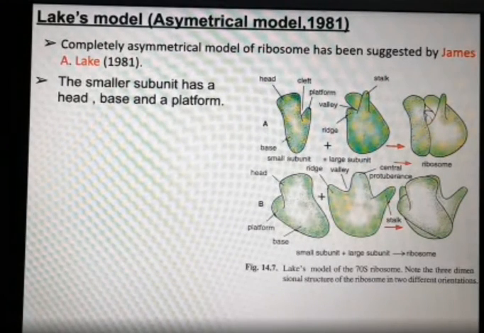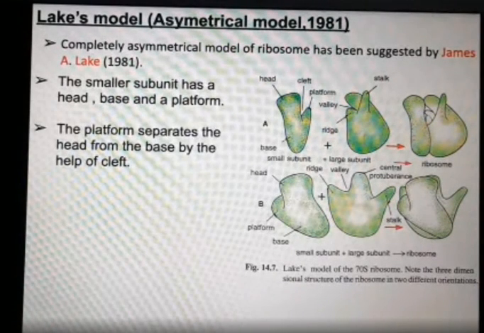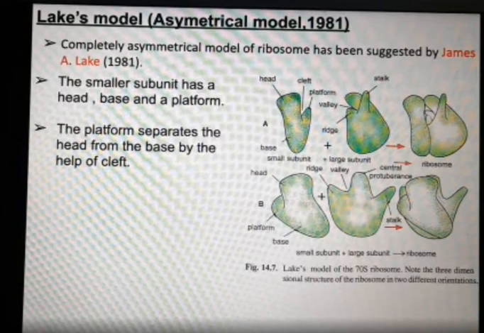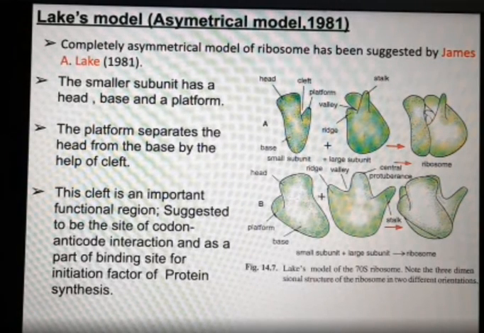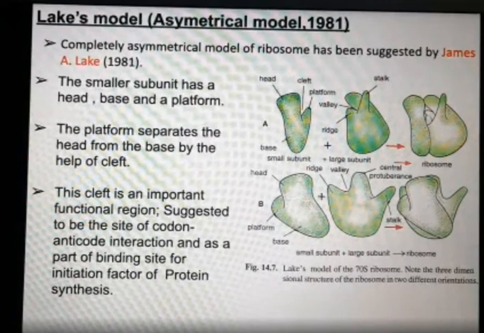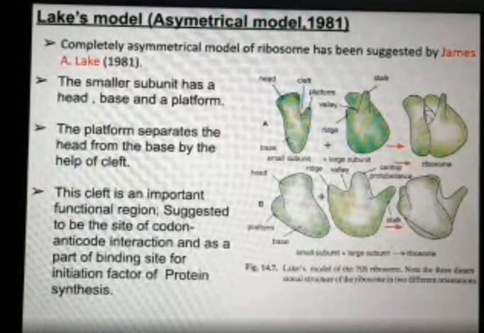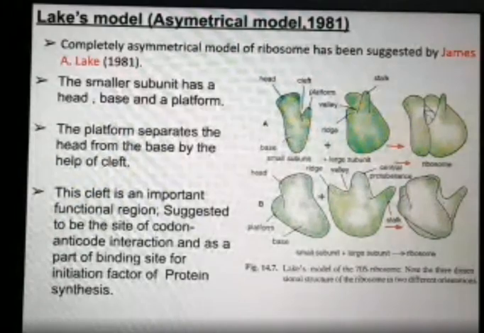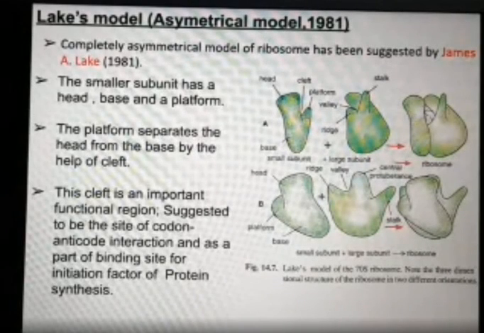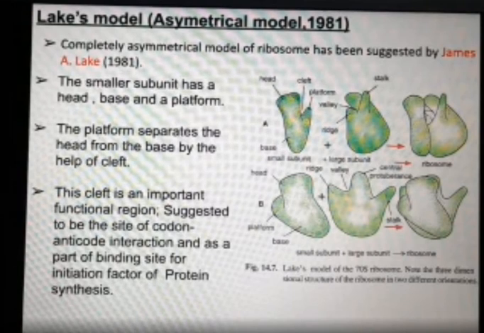The smaller subunit has a head, base, and platform. The platform separates the head from the base with the help of the cleft. This cleft is an important functional region, suggested to be the site of codon-anticodon interaction. As we have studied regarding protein synthesis, a triplet of the codon is formed, which is responsible for the production of particular proteins or the required proteins.